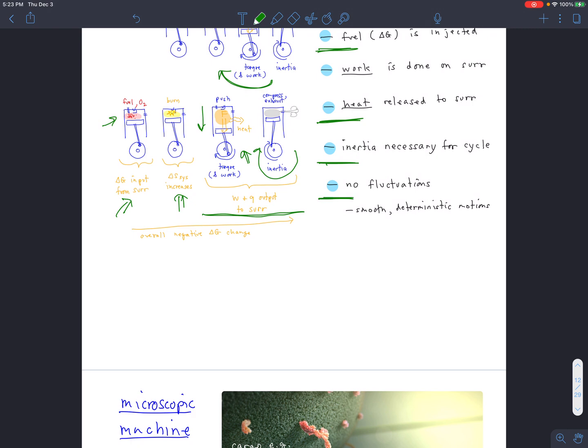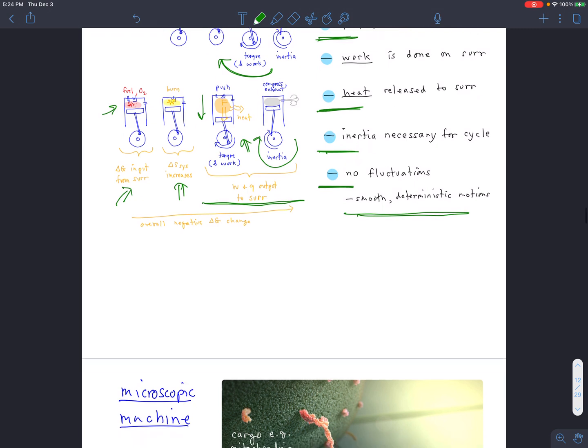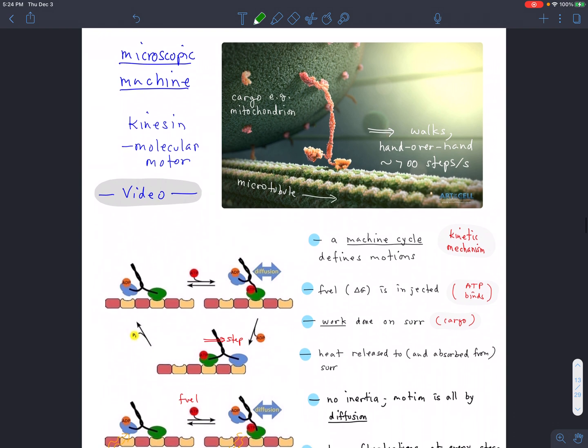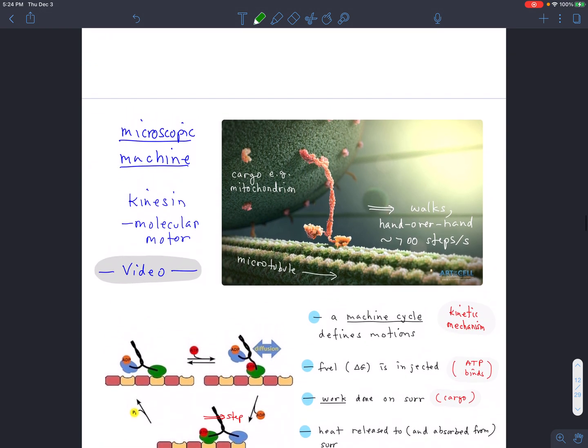And because it's macroscopic, the system isn't shaking or shivering. Everything's smooth and deterministic, however fast the motor may be going. I mean, some of these motors really go fast, thousands of reps per second, but still, it's smooth on some time scale. All right, now let's look at the microscopic case.